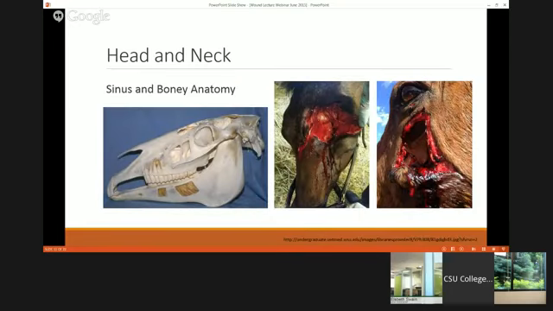The horse's skull, or the bones of the head itself, are large, and they have these large air-filled pockets called sinuses, and they're on the sort of front of the face and on the side. And some more severe wounds, like this one on the right, can actually involve the sinuses themselves. So again, these are important anatomical structures to the horse and do need to be looked at by your veterinarian.